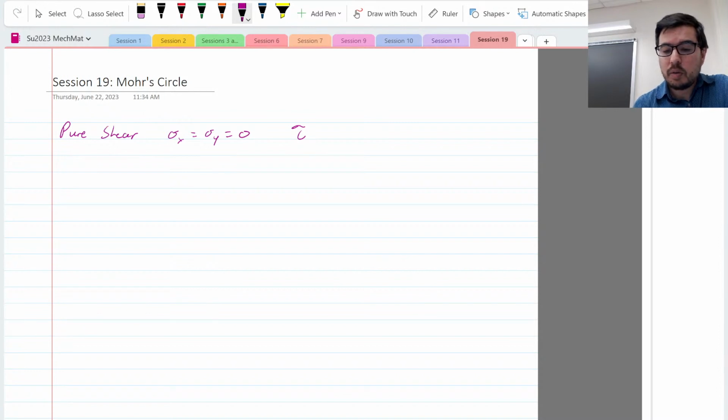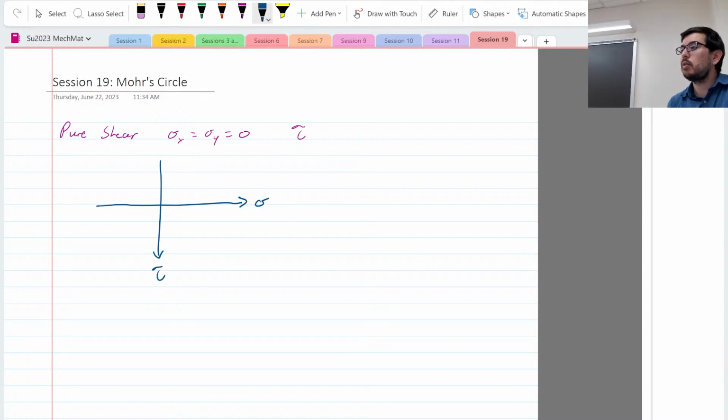Well, first thing I do is I draw my two axes. And now you're telling me that pure shear, right, I have sigma x equals sigma y equals 0. Well, what's the sigma average? 0. So the center is still on the sigma axis, but it's at the origin.